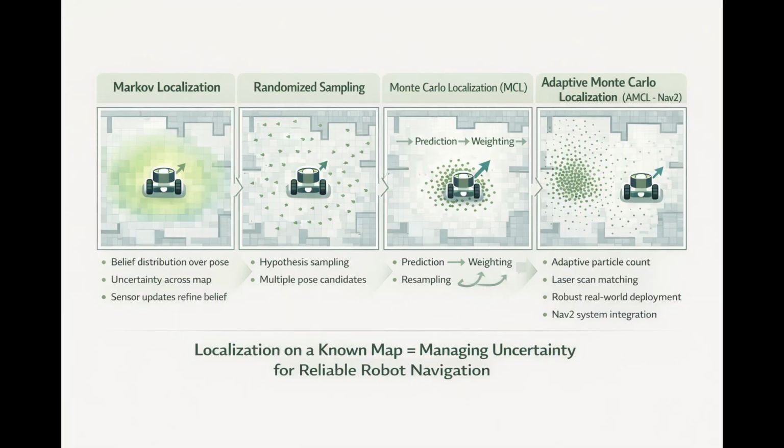So to wrap everything up, when a robot has a known map, localization is all about managing uncertainty. We started with Markov localization, moved to randomized sampling, and then saw how Monte Carlo localization makes this practical for real robots. Finally, we looked at AMCL in nav2, which brings all of these ideas together in a system that's widely used in practice. In the next video, we will build on this and look at how robots create maps and localize at the same time.